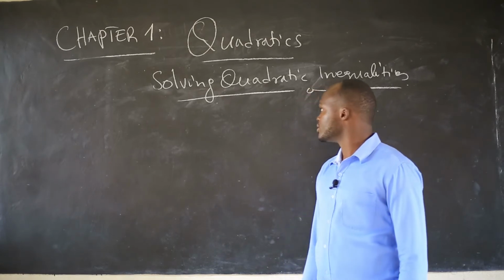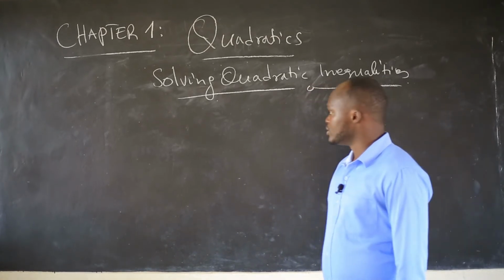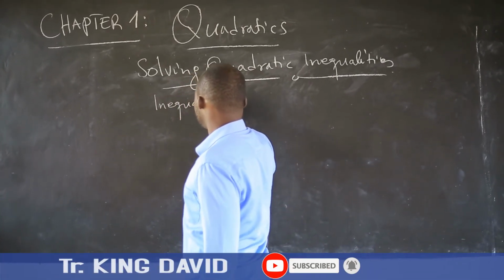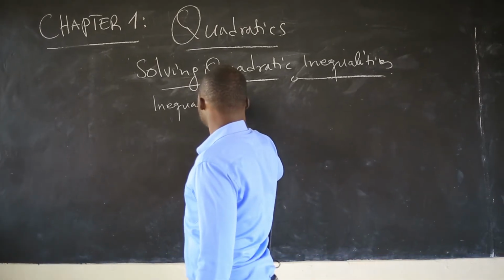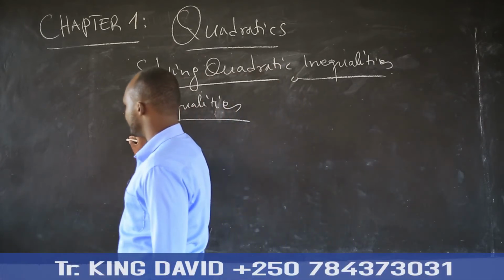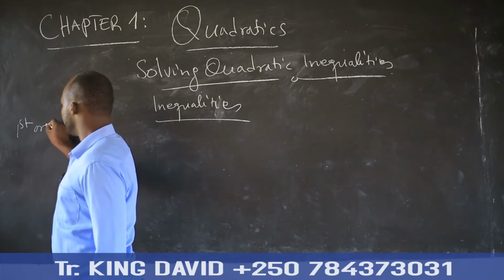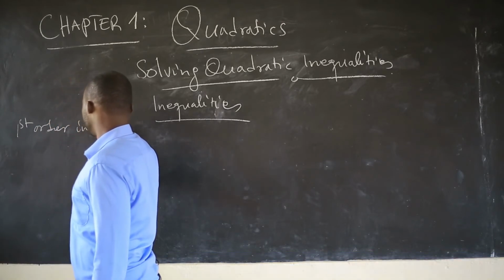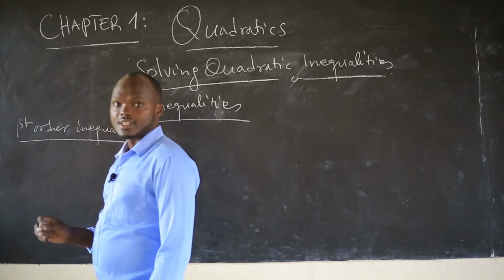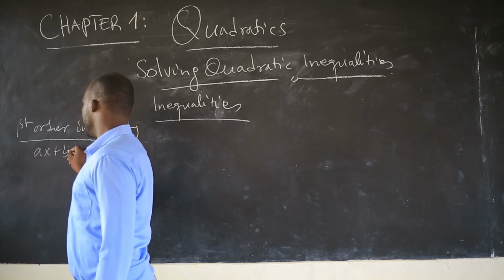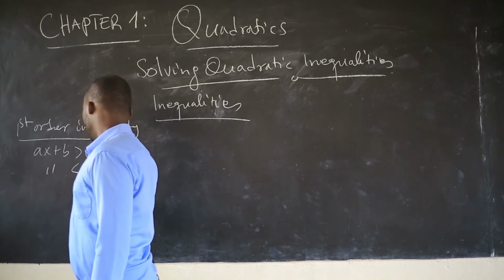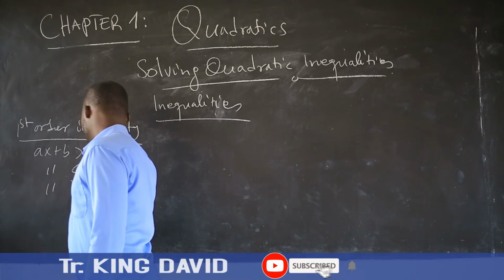So let us go to solve quadratic inequalities. When we go to inequalities, we have two types of inequalities. There is what we call first order inequality. The first order inequality is where you have ax plus b greater than 0, less than 0, greater or equal to 0, less or equal to 0.